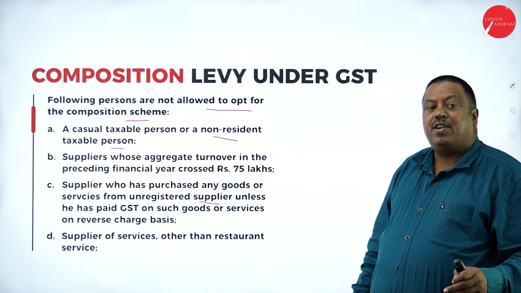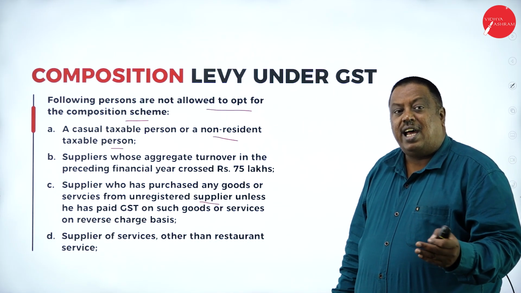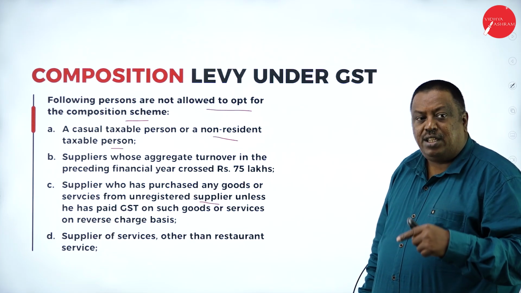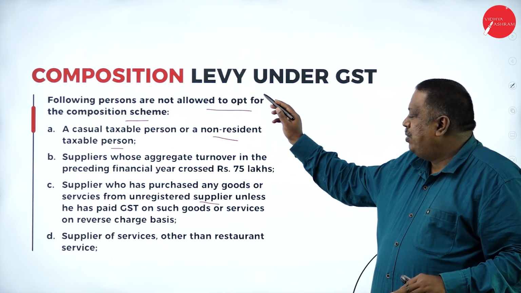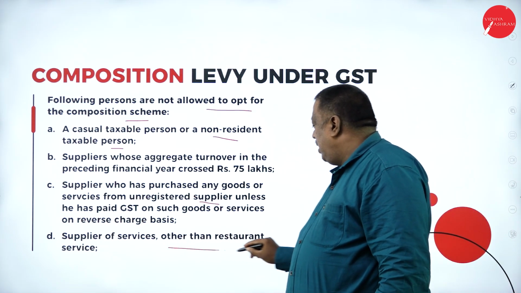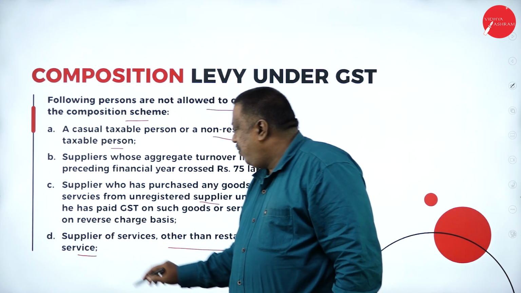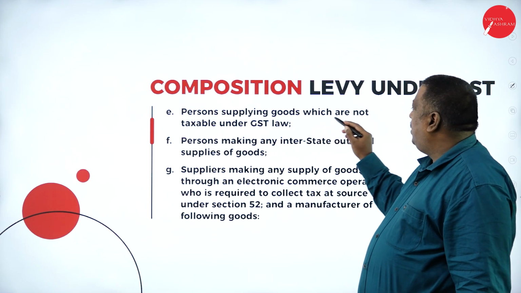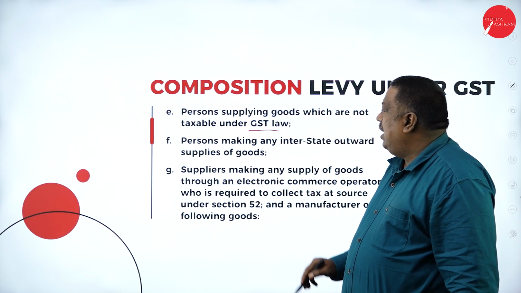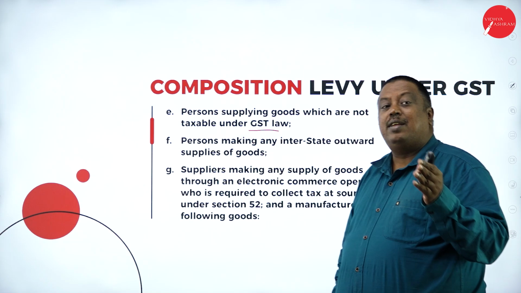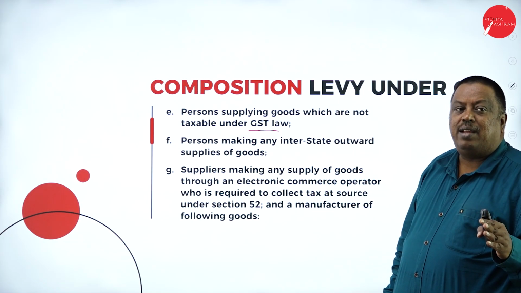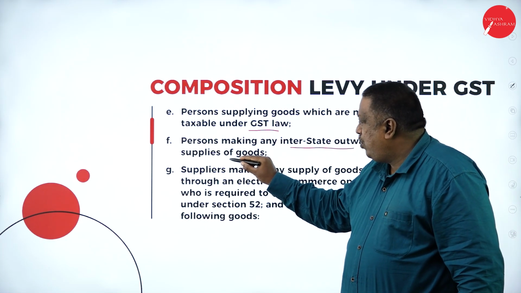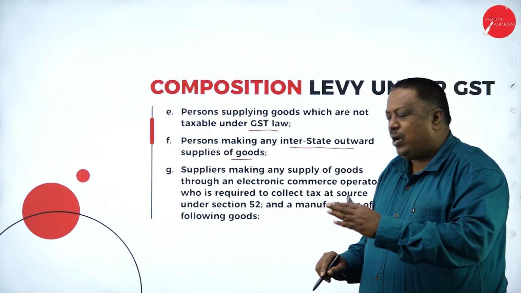If I'm purchasing goods from an unregistered dealer and I pay the GST and claim it, then I'm eligible; otherwise I'm not eligible for the composition scheme. Suppliers of services other than restaurant services are not eligible. A person supplying goods which are not taxable under GST law: if the goods do not come under the GST bracket, they're not eligible to claim the composition scheme. Persons making any interstate outward supply of goods are not eligible, it is only for local supply.